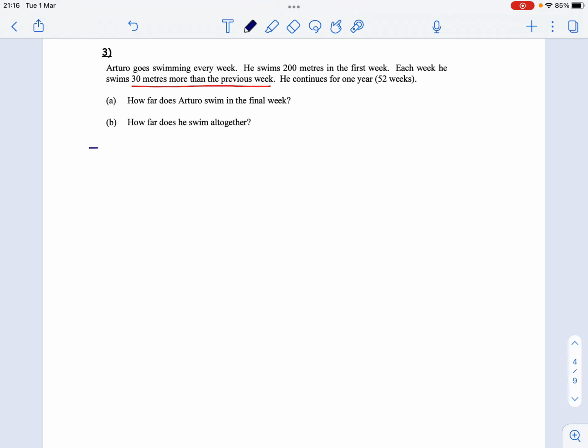So let's start with the collection of terms. He swims 200 meters in the first week. First week, that is U1, which is 200. 30 meters more than the previous week. Again, previous week means what? Next week minus previous week is 30. So the difference is 30. And he carries out a total of 52 weeks. So n is 52, not Un is 52. n is 52 because we are relating this problem to the number of weeks.